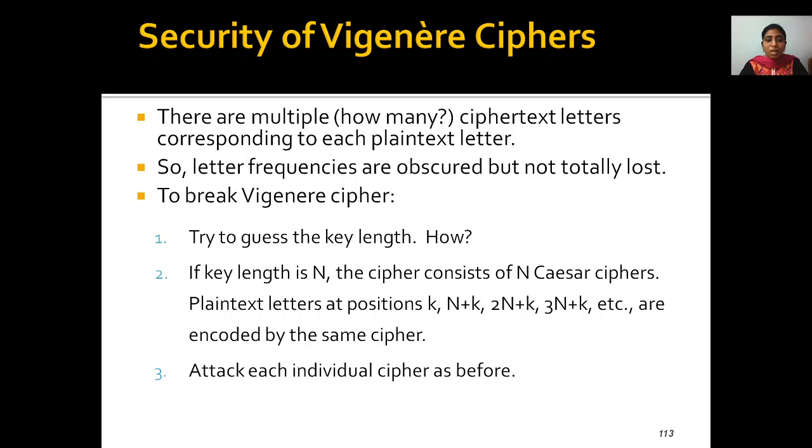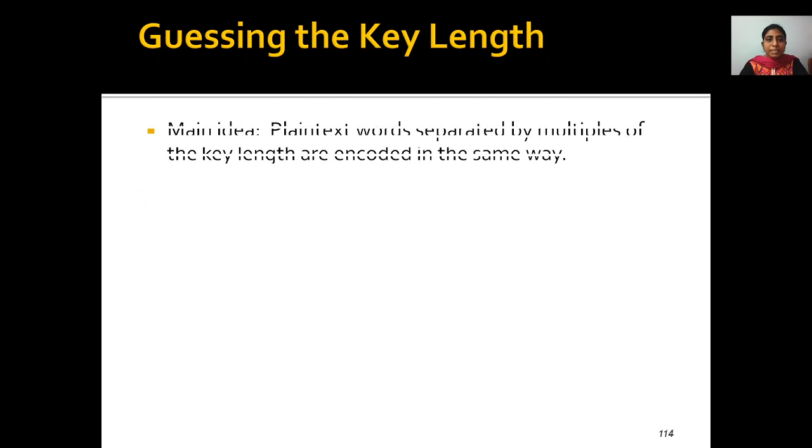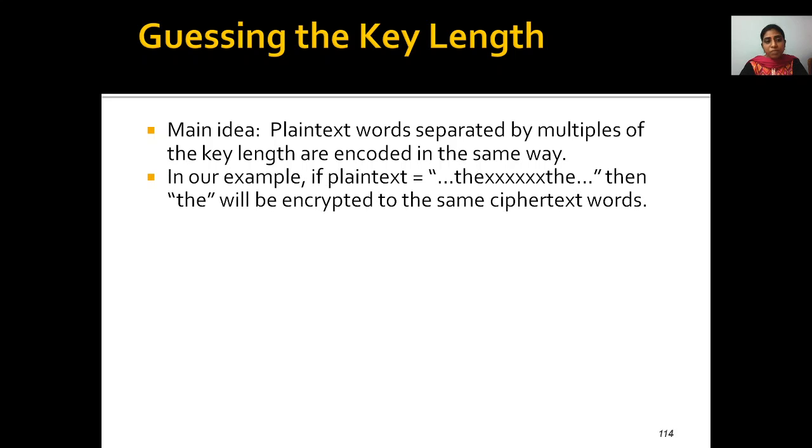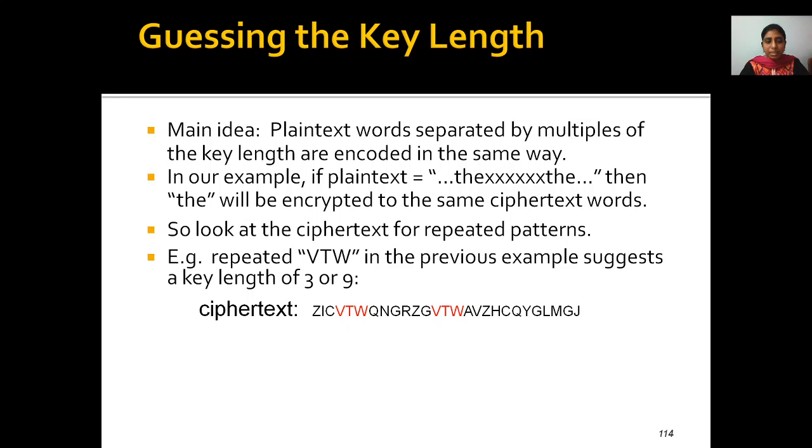So the attack on each individual cipher is as before: guessing the key length. The plain text words that are separated by a multiple of the key length are encoded in the same way. In our example, we have taken the plain text as THE, and THE is being encrypted with some ciphertext words. So the repeated patterns in this ciphertext are being guessed.